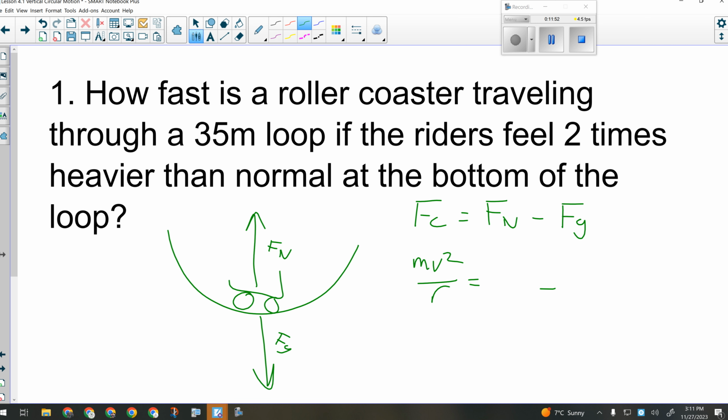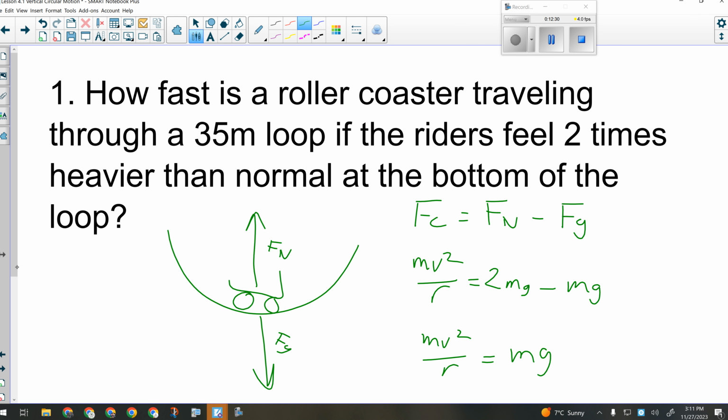I know how to calculate Fg. It's m times g. But they only tell me that the person feels 2 times heavier than normal. How do I write that mathematically? 2 mg. Yeah. That would be 2 times heavier than normal. So what's 2 mg minus mg? Mg. That's 2 mg minus 1 mg is mg. Right? 2 apples minus 1 apple is 1 apple. So we've got mv squared over r equals mg.